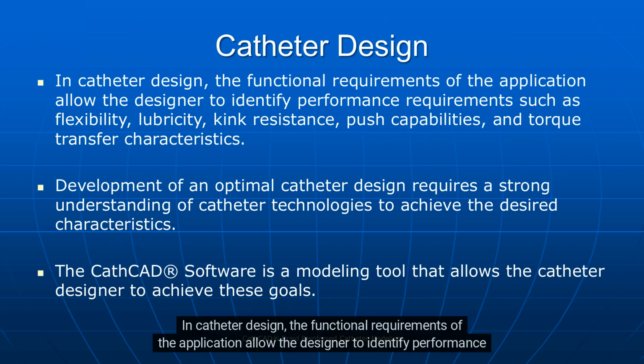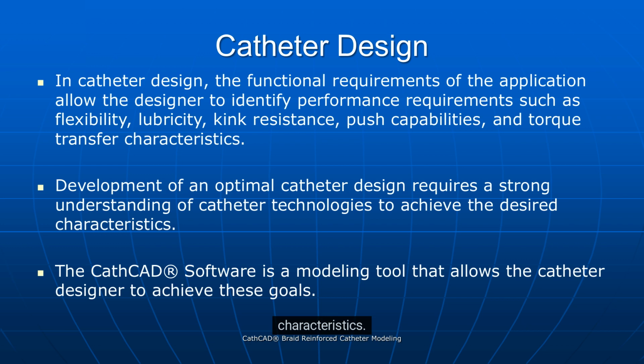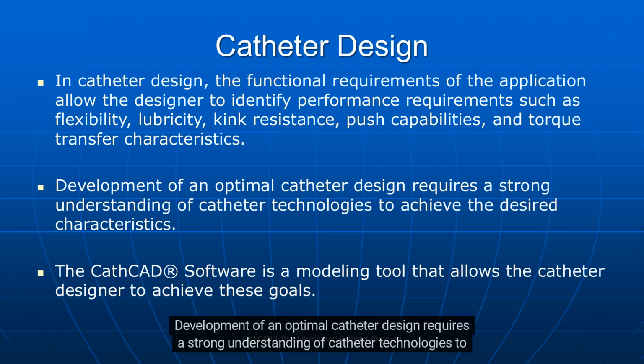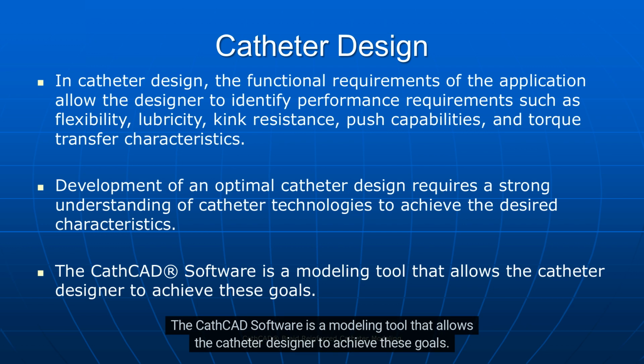In catheter design, the functional requirements of the application allow the designer to identify performance requirements such as flexibility, lubricity, kink resistance, push capabilities, and torque transfer characteristics. Development of an optimal catheter design requires a strong understanding of catheter technologies to achieve the desired characteristics. The CathCAD software is a modeling tool that allows the catheter designer to achieve these goals.